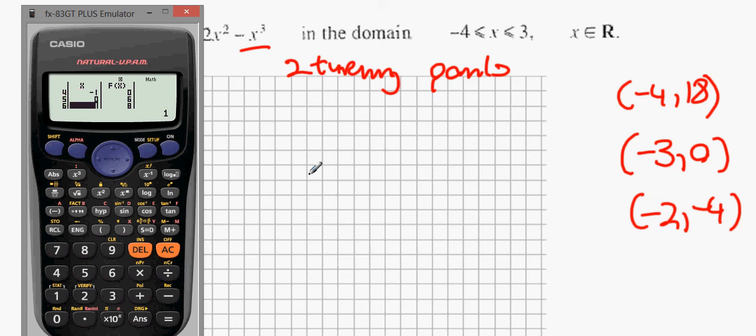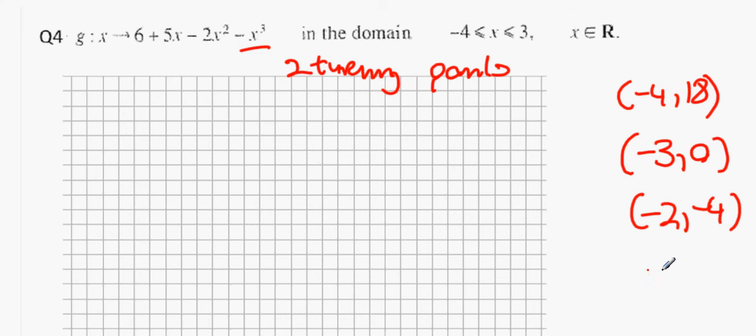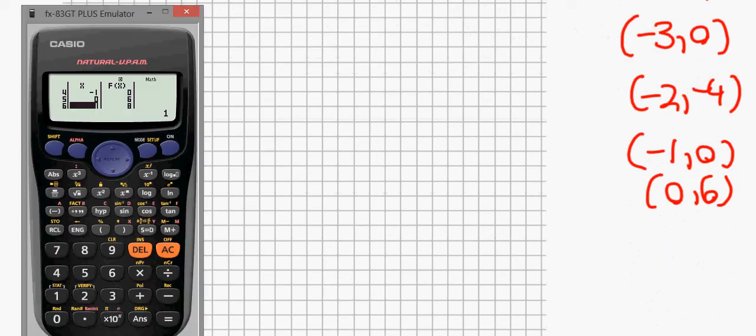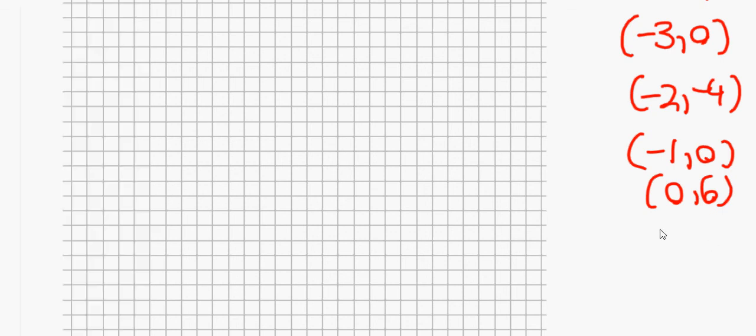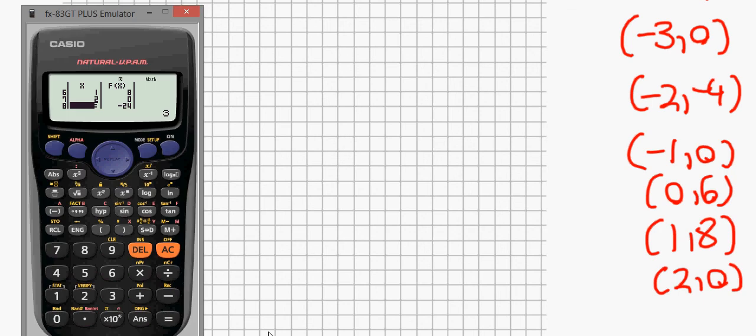minus 1, 0, 0, 6. And then we're going to have 1, 8, 2, 0. And 3, minus 24.